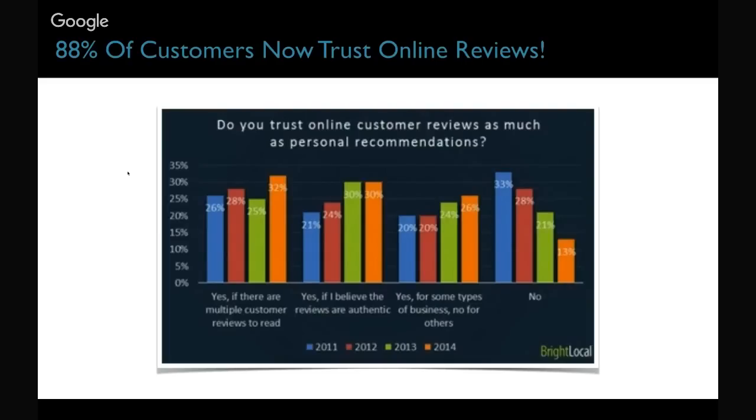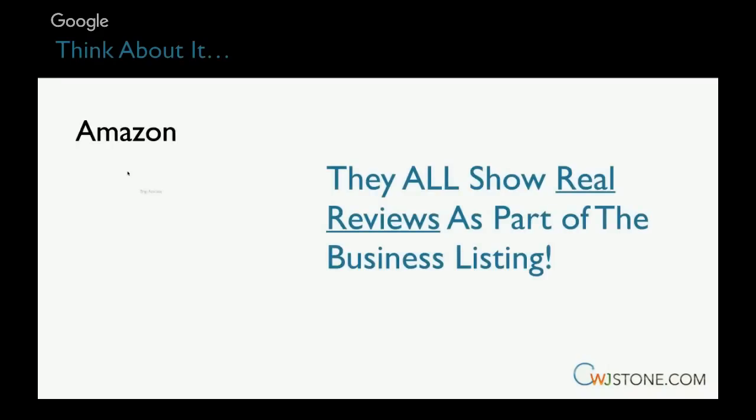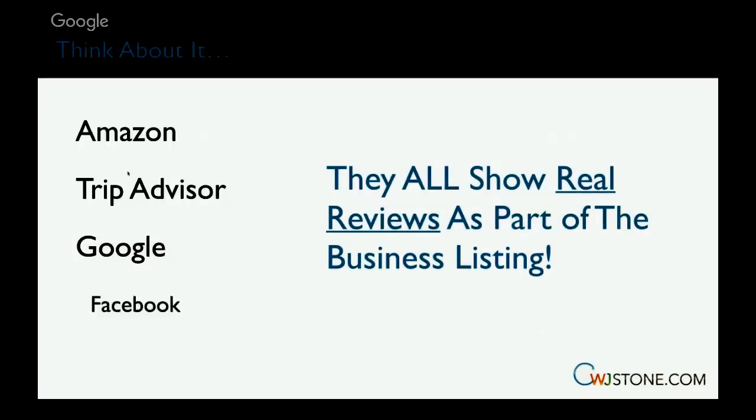I mean, just think about it. TripAdvisor, Facebook, Google, Yahoo, Yelp, all these major sites out there showcase online reviews from real people as a core driver of their engine. Facebook business pages have reviews right at the top. Front page Google rankings are showcasing reviews. This isn't going away. You've got to get on the review bandwagon. So Amazon, TripAdvisor, Google, Facebook, they all show real reviews as part of the business listing. This is a core business driver, and you can grow your business significantly when you get this stuff.